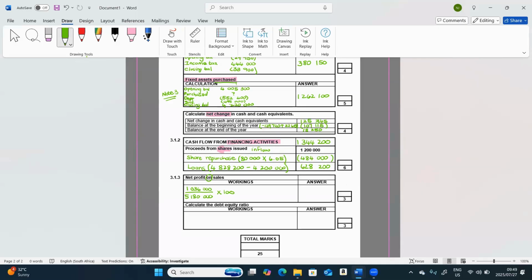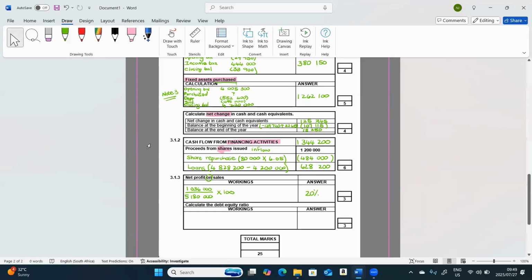Let's quickly calculate. So it's 1,036,000 divided by 5,180,000. Okay, and then obviously we just multiply that by 100 to get our percentage, and then our answer is going to be 20%. Okay, guys, now when you use your net profit before tax, you would have gotten 28.6%. Either one of these answers would have given you your full marks. Okay, so that was nice and easy.